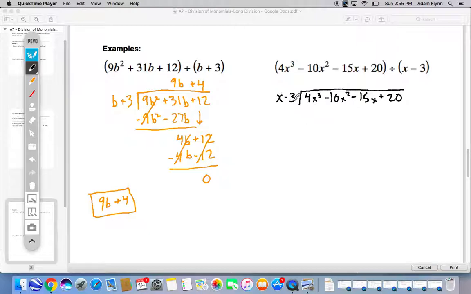So 4x cubed divided by x is 4x squared. X times 4x squared is 4x cubed. And negative 3 times 4x squared is negative 12x squared. So I have to switch my signs because I'm subtracting. So 4x cubed minus 4x cubed, they cancel. Negative 10x squared plus 12x squared is 2x squared. And I'll bring down my negative 15x and my plus 20.